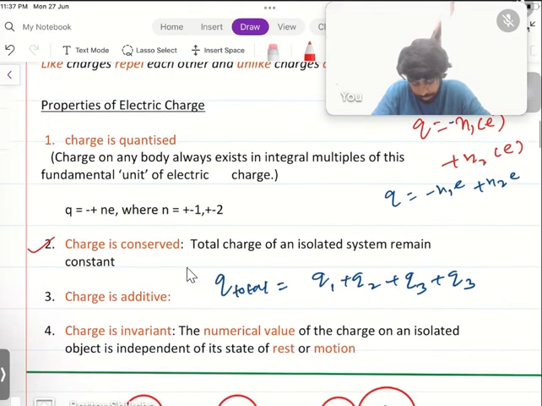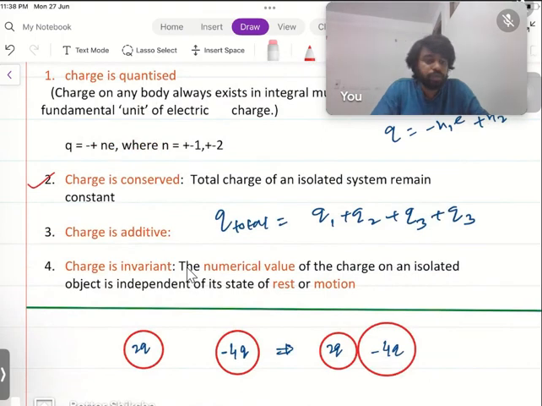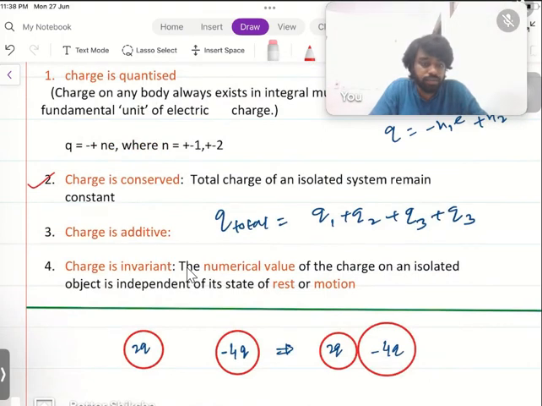The third property is that charge is additive. What additive means is, let's say you have a body having charges q1, q2, q3 and so on. You can write the total charge as nothing but the summation of all the charges. If any charge is negative, you can write q1 minus q2 plus q3 and so on, right? Because charge is a scalar quantity, you can easily write it with the sign.